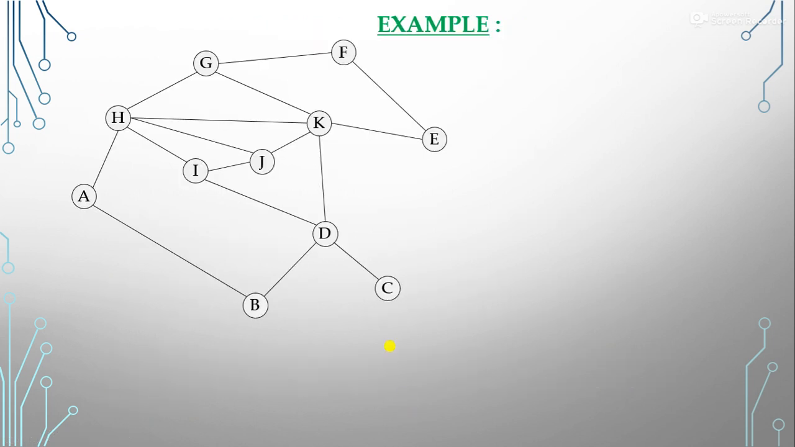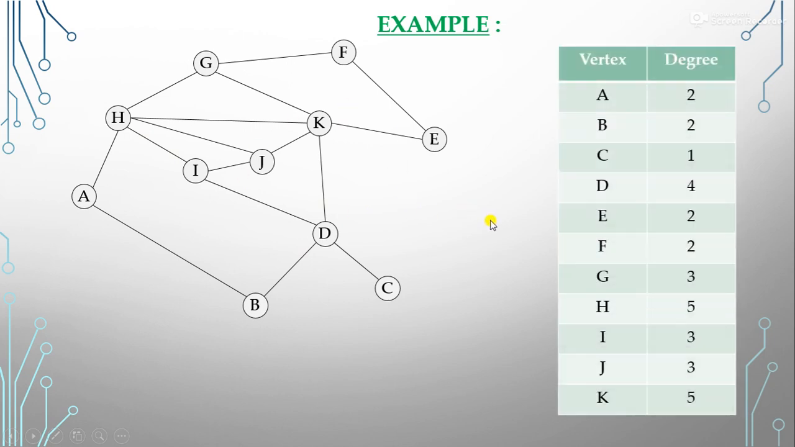So now let's take an example here. If we have this graph, how many vertices do we have? A, B, C, D, E, F, G, H, I, J, K. So in total we have 11 vertices here, right? So by the Welsh-Powell algorithm, how can we color this graph?